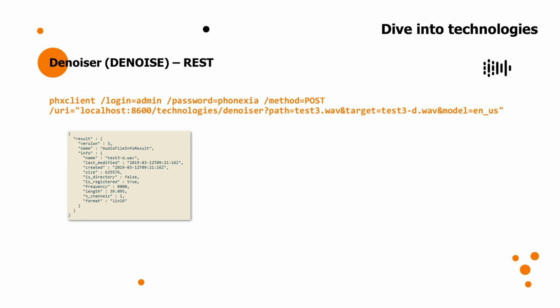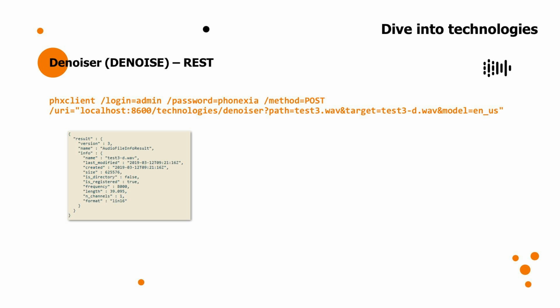This is how you invoke Denoiser in REST API. The example here uses the PHX client tool supplied with Speech Engine, but the described principle is generic. Also, the example assumes that the file to be processed was already uploaded to Speech Engine and is present in its storage. Use HTTP POST method to send a request to technology's Denoiser endpoint with a path parameter pointing to a file to be processed, target parameter specifying the output denoised file, and model parameter containing a name of the technology model to be used.